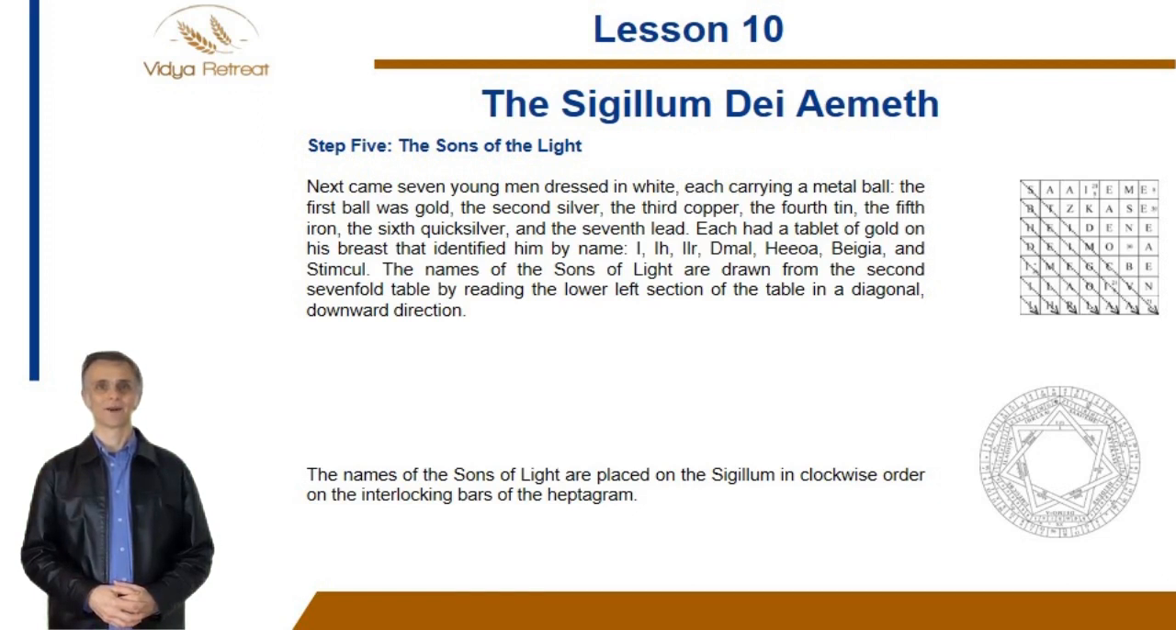The names of the sons of light are drawn from the second sevenfold table by reading the lower left section of the table in a diagonal, downward direction. The names of the sons of light are placed on the sigillum in clockwise order on the interlocking bars of the heptagram.